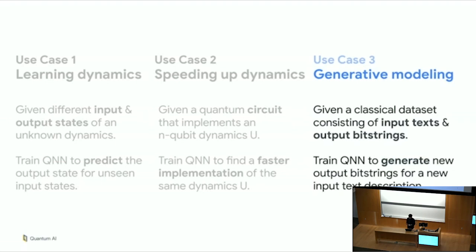And the hope here is to train a quantum neural network to be able to generate new output bit strings for a new input text description. One could think of use case 3 as kind of like the classical version of use case 1. So there have been hopes on this, especially due to all this evidence that shallow quantum circuits can be computationally more powerful than classical algorithms, especially in sampling or relational problems. So there has been hope that maybe one can use it to achieve advantage in generative modeling.